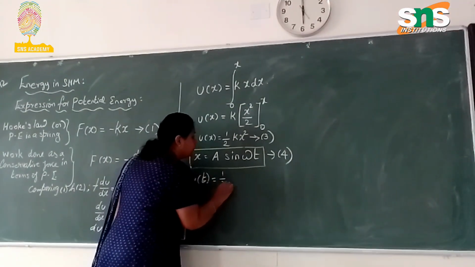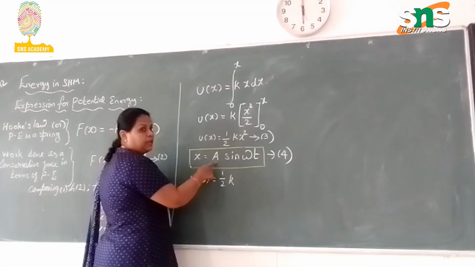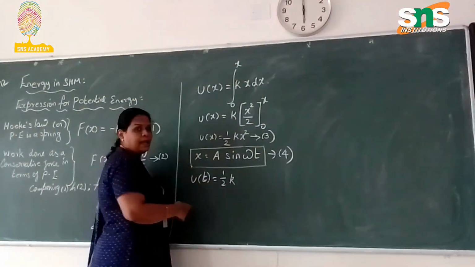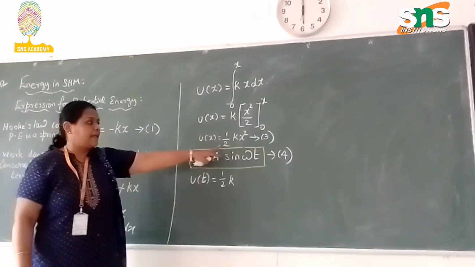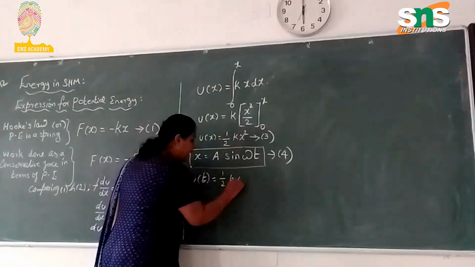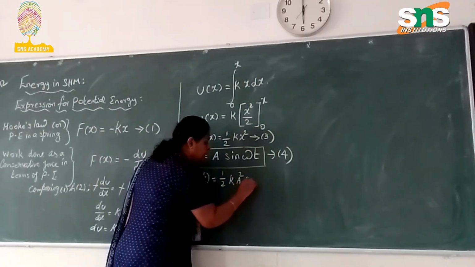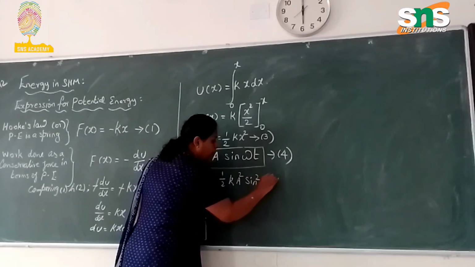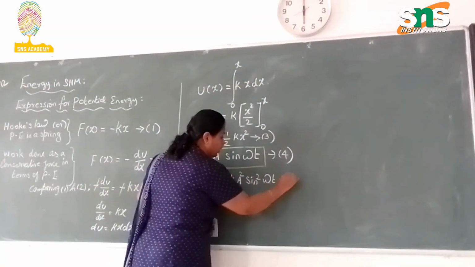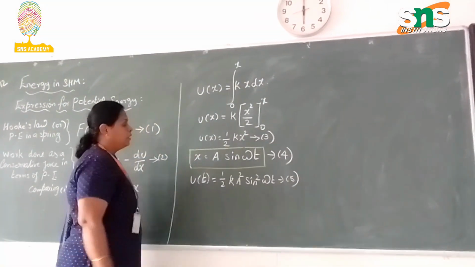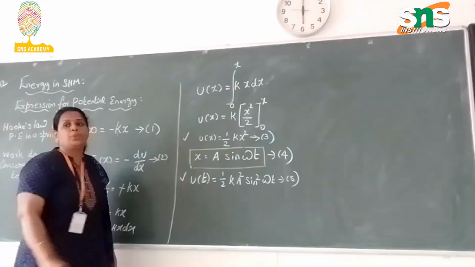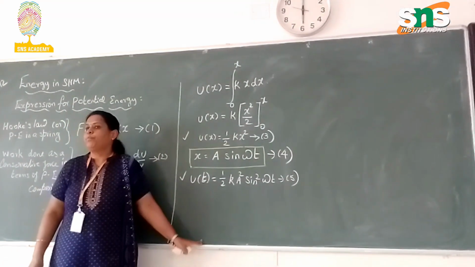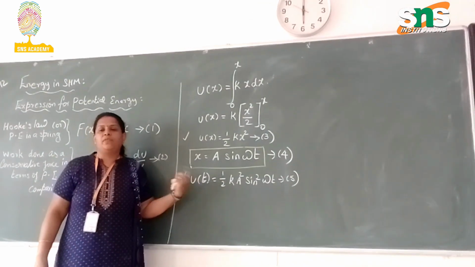So half k. Can anyone say, if I substitute this equation here, x squared? See, this is the equation for x alone. This is x squared: a squared sin squared omega t. This is my equation number 5. These two are important equations which we are going to substitute in arriving at energy for SHM.